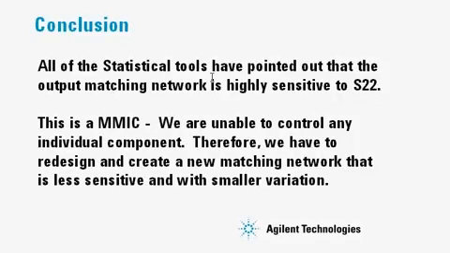All of the statistical tools so far have pointed out that the output matching network is highly sensitive to S22. But this is a MMIC. We are unable to control any individual component, like capacitor C1 in the output matching network. Therefore, we have to think of another way. We have to redesign and create a new matching network that is less sensitive and with smaller variation than the one we have right now.